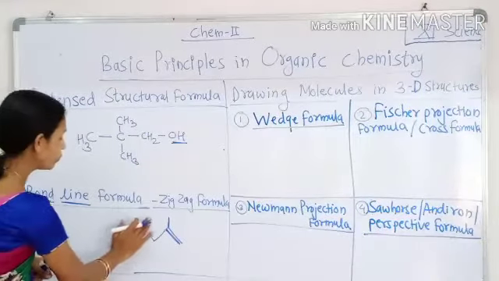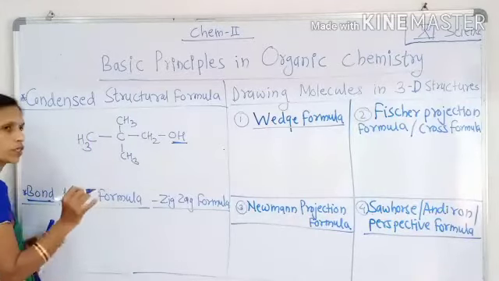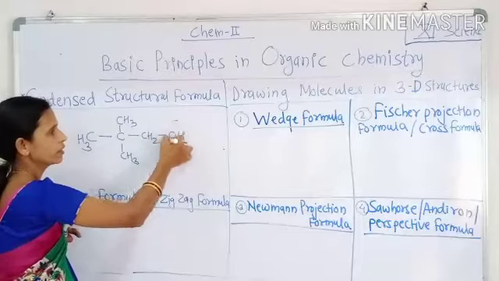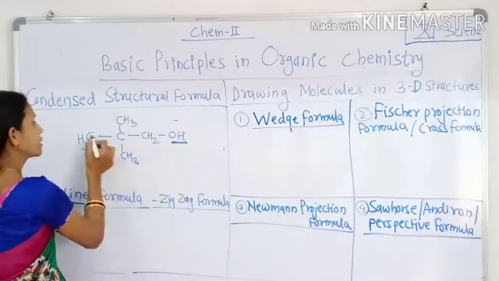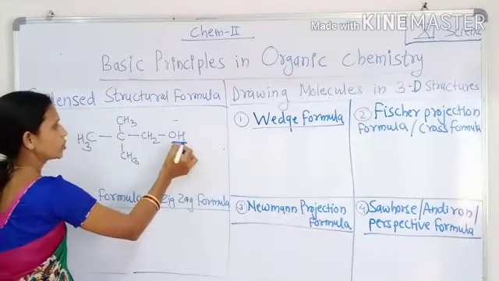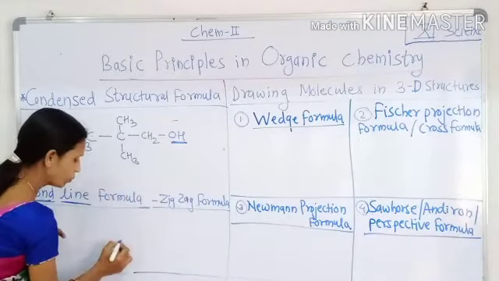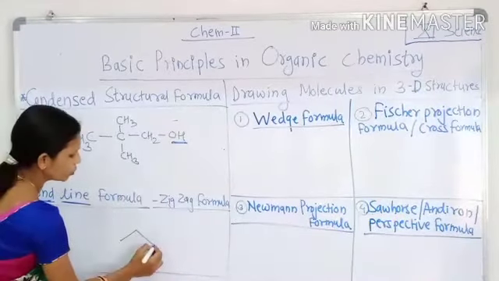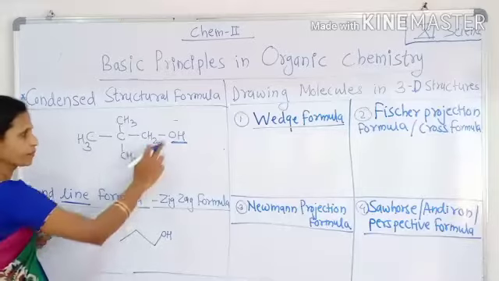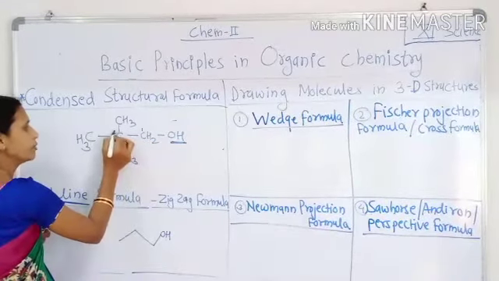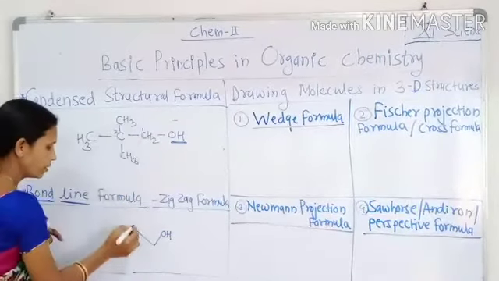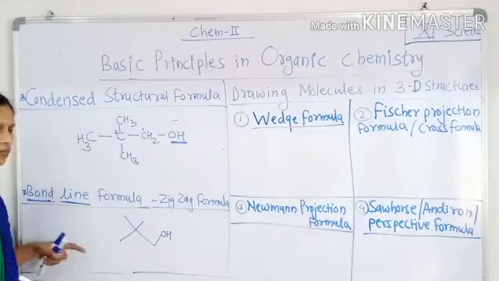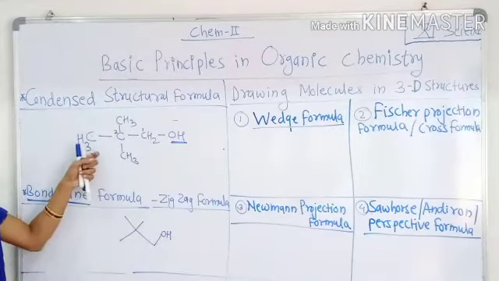Then we have to write the bond line formula for the same compound. First of all, find out the total carbon atoms present in the straight chain, which should contain that functional group. Therefore, we take the straight chain in which OH is there. There are a total of 3 carbon atoms, so we write like this. At the terminal end, there is an OH group, so OH is written like this. And at the second carbon atom there are 2 branches. Therefore, we draw like this. That is the bond line or zigzag formula for this organic structure.